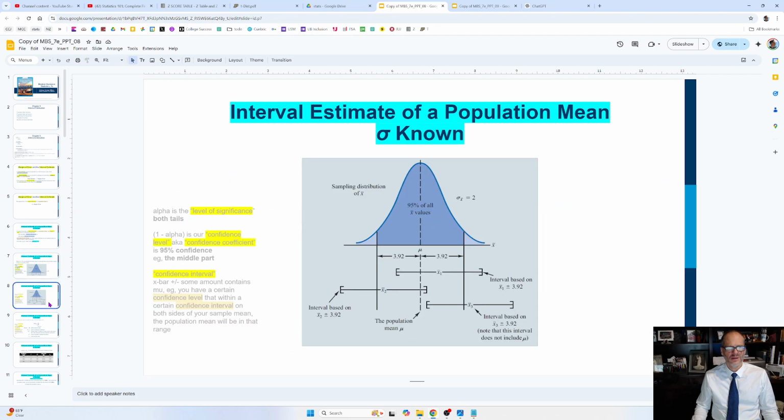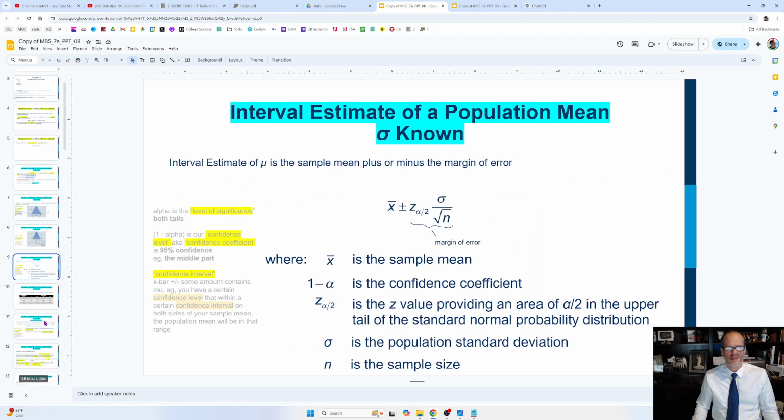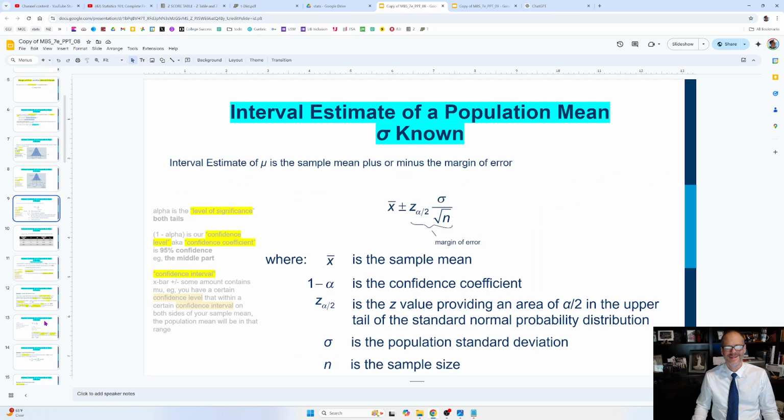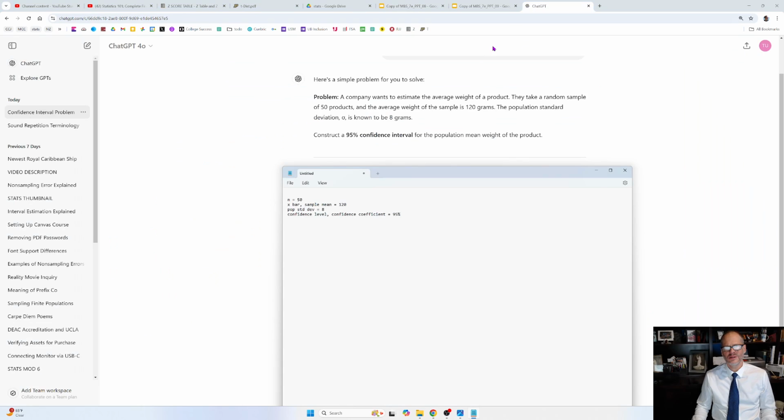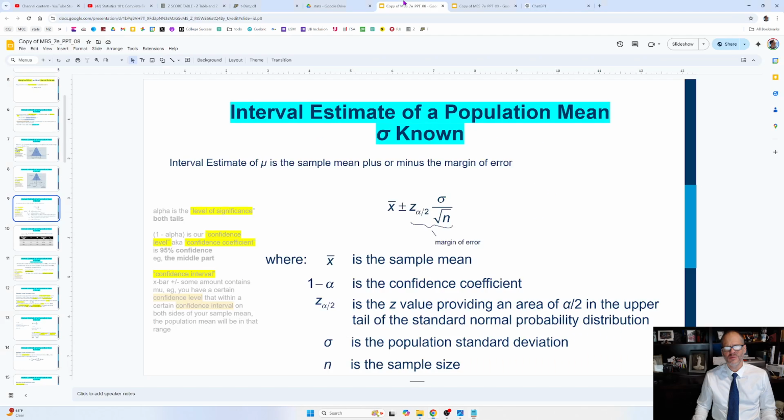I'm looking through here to see where my formula is, and that looks like a formula. We have the sample mean, the population standard deviation, the sample size, and a z-score, which comes from our confidence coefficient. The company wants a 95% confidence interval for the population mean weight of the product. This is interval estimation for the population mean. Let's calculate this and see what we come up with.